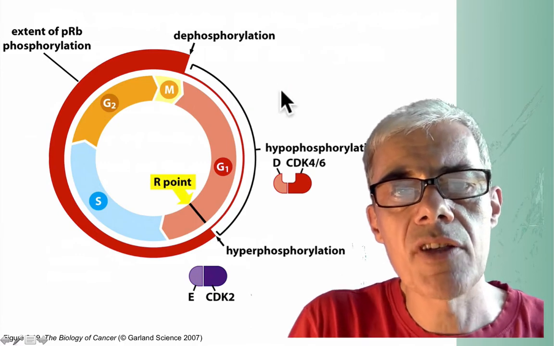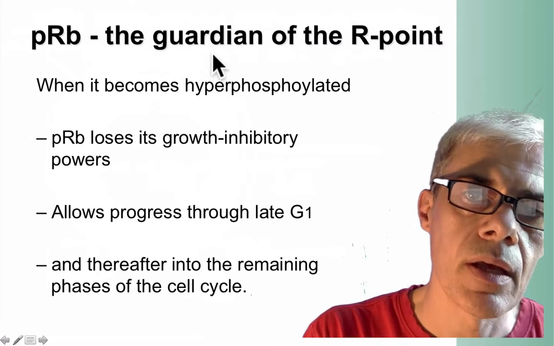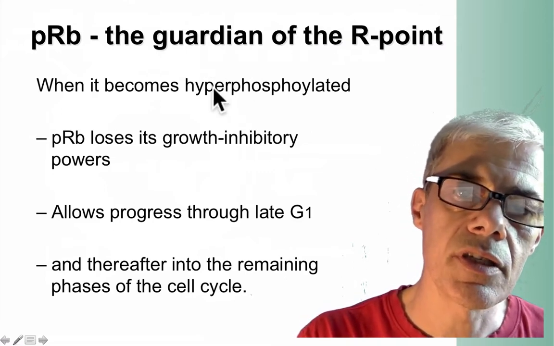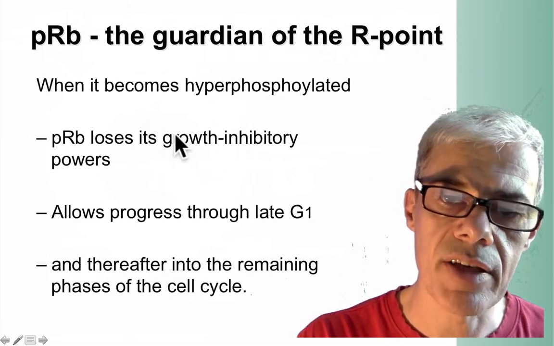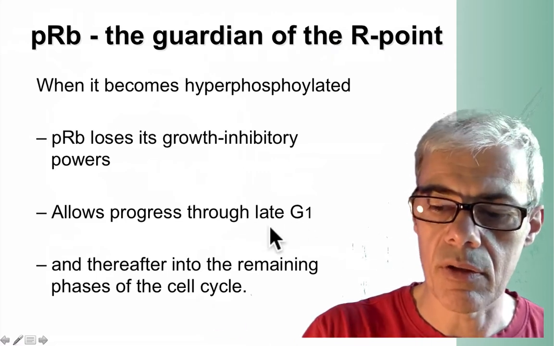So retinoblastoma is often referred to as the guardian of the restriction point, and when it becomes hyperphosphorylated, it loses its growth inhibitory function, and it allows cells to progress through late G1 and then enter a complete cycle of growth.